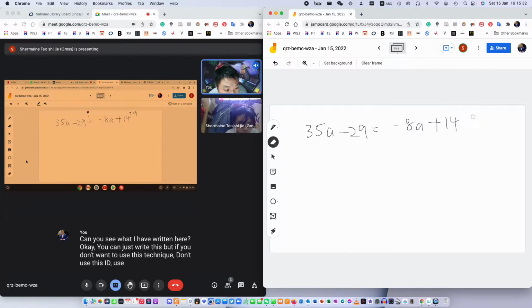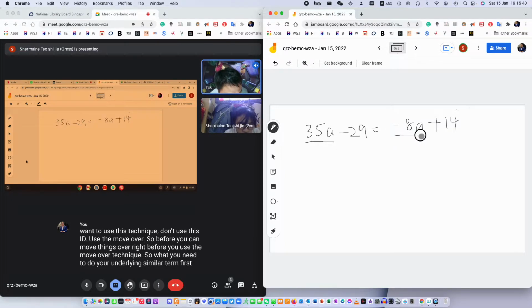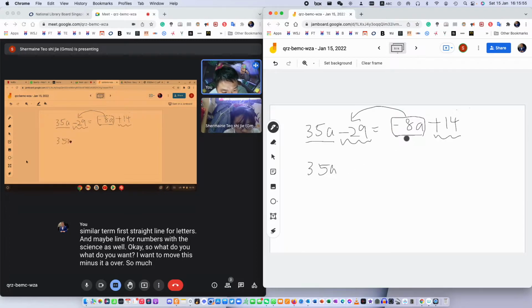Use the move over. Before you use the move over technique, what you need to do is underline similar terms first. Straight line for letters, then wavy line for numbers with the sign as well. So what do you want? I want to move this minus 8a over. So 35a minus 8a, when I move things over, it becomes plus.